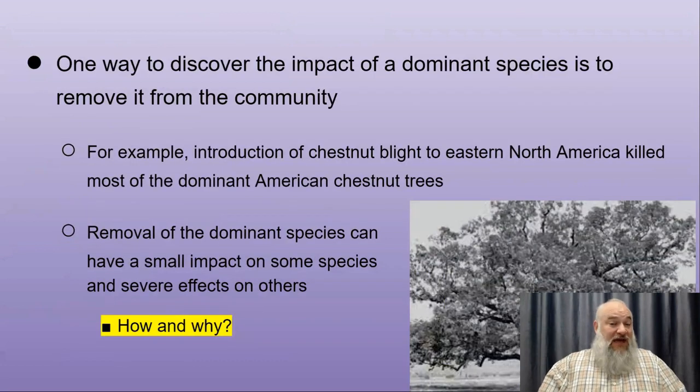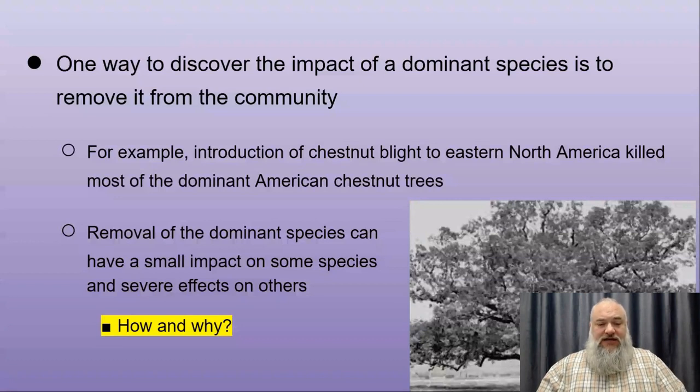One way to discover the impact of a dominant species is to remove it from the community, obviously. An unfortunate example of this is when chestnut blight came to Eastern North America and killed almost all the American chestnut trees. They made up about 40% of the forests, which is really sad. That was before I was born even, so I didn't get to see too many of them.